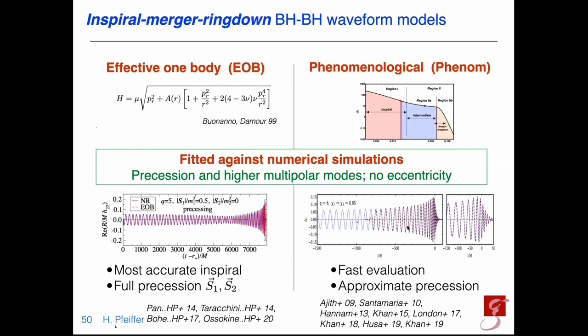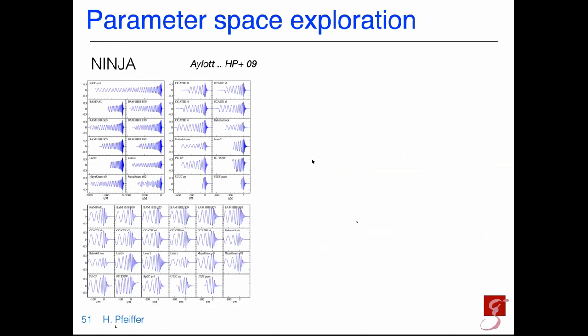One big impact here, of importance for me, is that it requires you to have the numerical simulations in order to calibrate the models against. And so over the last 10 years or so, parameter space exploration, computing ever longer and ever better numerical relativity waveforms, has been a big issue. In 2009, the Ninja project collected 20 simulations worldwide, which is all that was available back then.